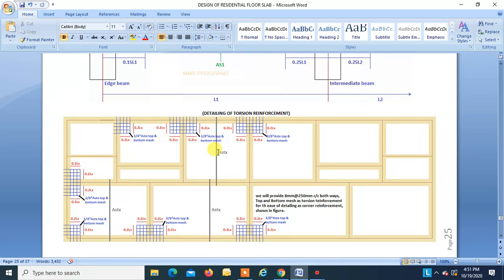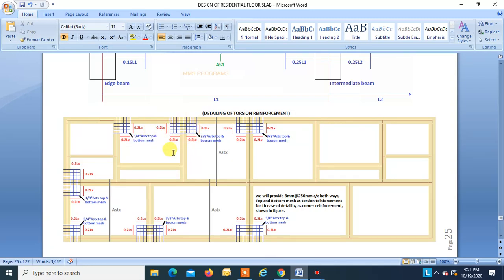So 0.2 into this Lx, that's 0.2 into 4 meters, will be the size of the mesh, right? So in this direction, provide 3/8 of the Ast x. Take the greater Ast x of these two, you have one Ast x over here and another over here, so that you can maintain the uniformity. Similarly over here also provide 3/8 Ast x steel area. Similarly in this direction, 3/8 of Ast x. This will be your top mesh.